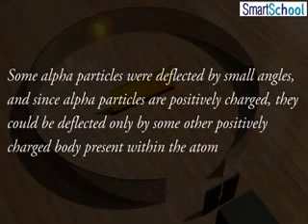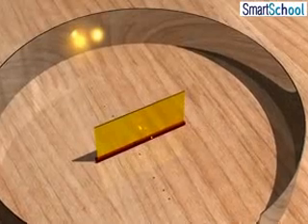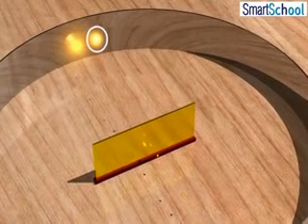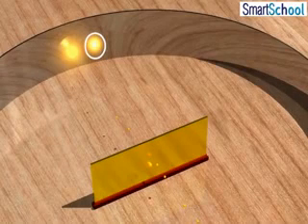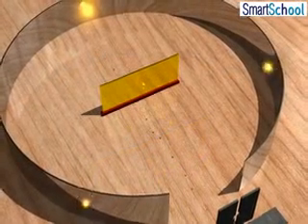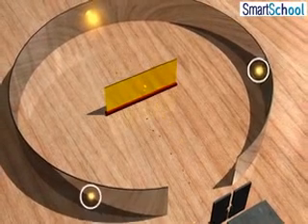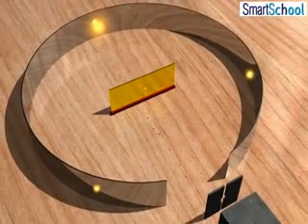As some of the alpha particles were deflected by small angles, and since alpha particles are positively charged, they could be deflected only by some other positively charged body present within the atom. The alpha particles which deflected through small angles were those which passed far from this positive body. The alpha particles which deflected through large angles were those which passed close to the positive body.